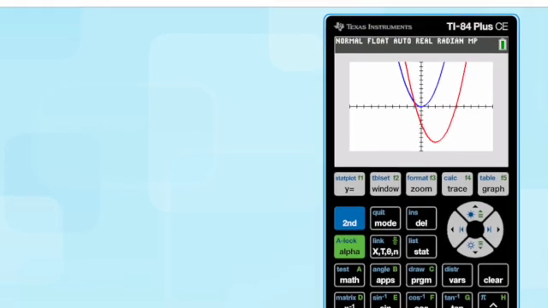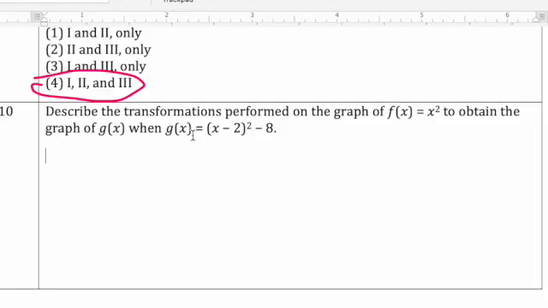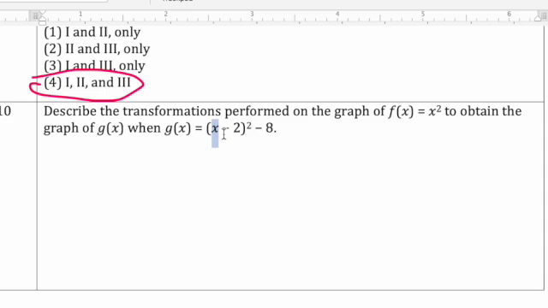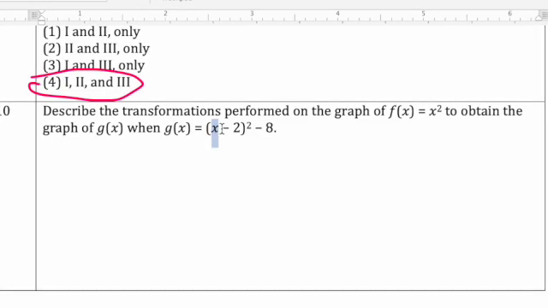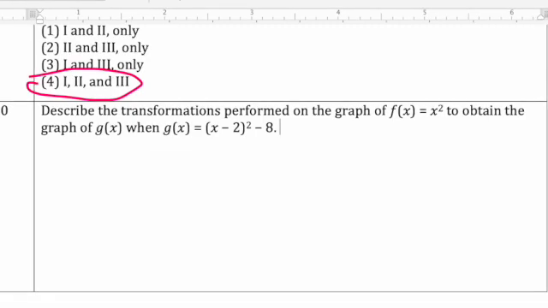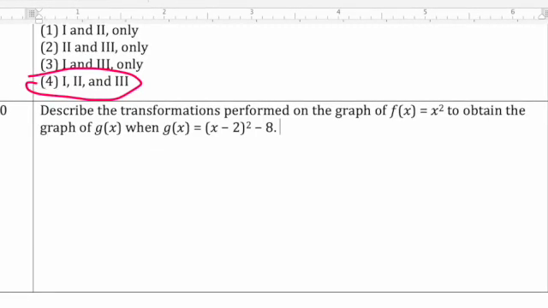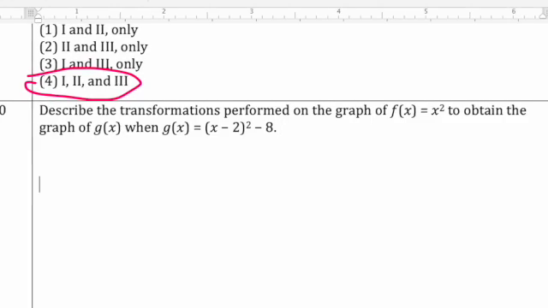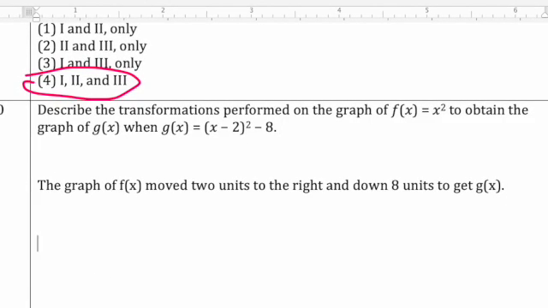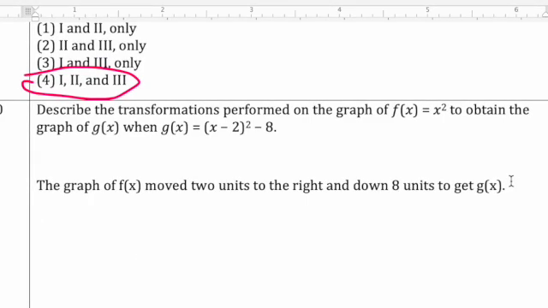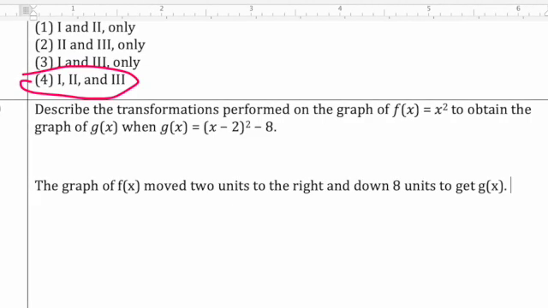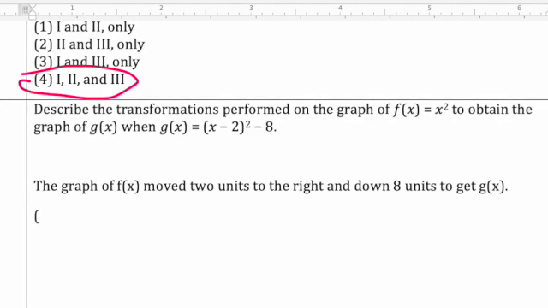That works fine. You could also know that if you take a look at this, your new vertex tells you where when x is 2, this is 0. So your new vertex is 2 comma -8. So it went from 0, 0 to 2 comma -8. So the graph of f of x moved 2 units to the right and 8 units down to get g of x.